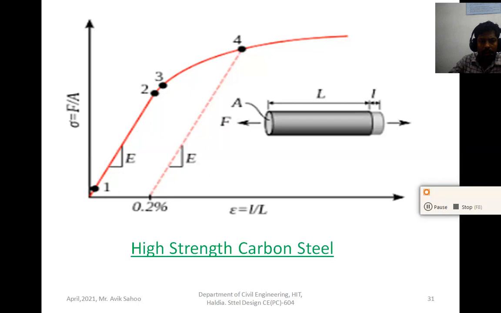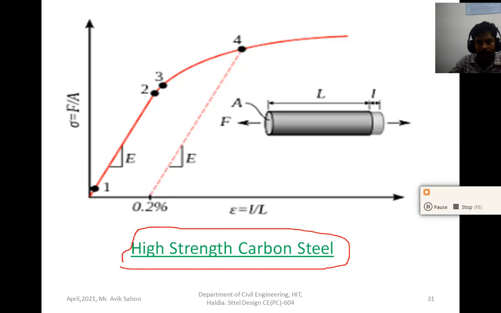Next, we plot the stress strain diagram of high strength carbon steel, where the percentage of carbon is more than in low carbon steel, so the ductility is less but the strength is high. You see that here there is no clear yield point.